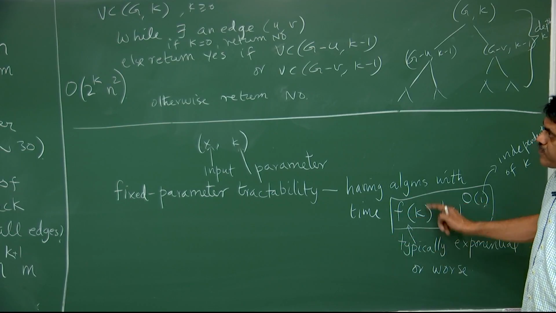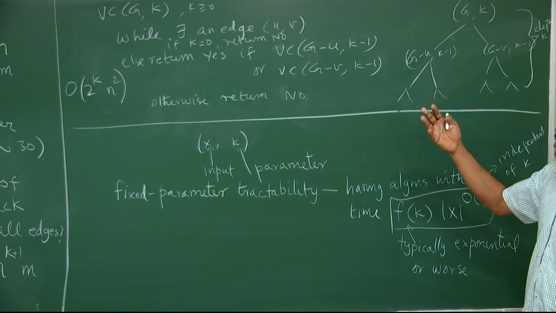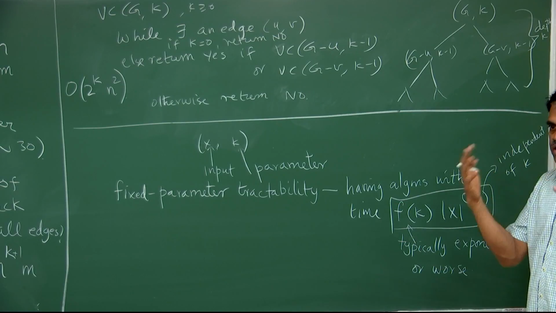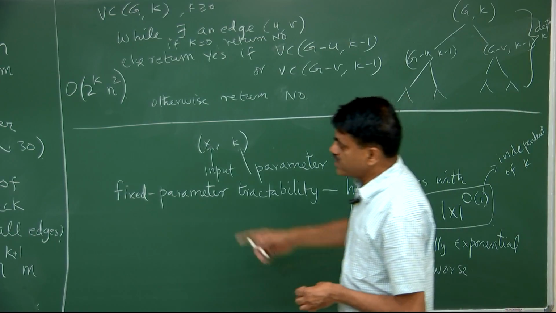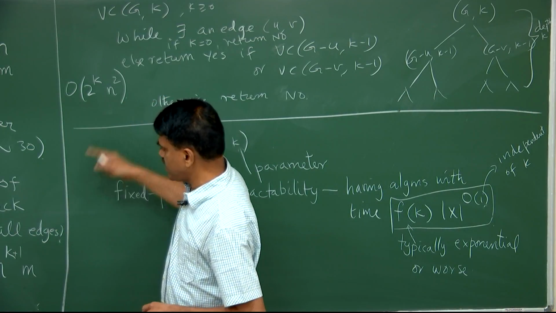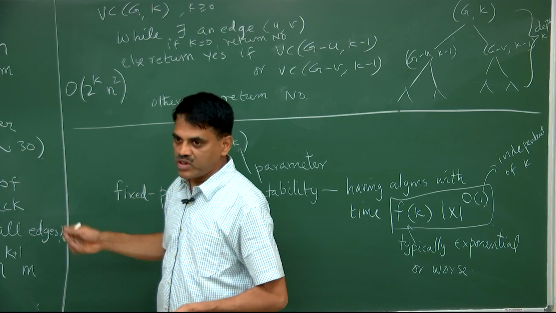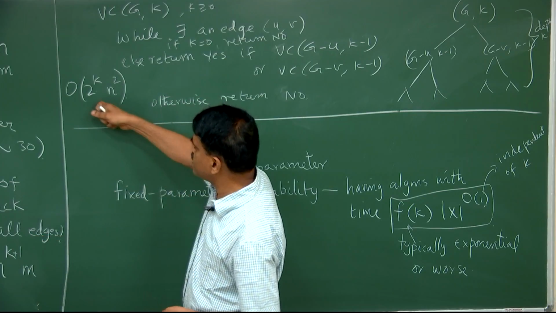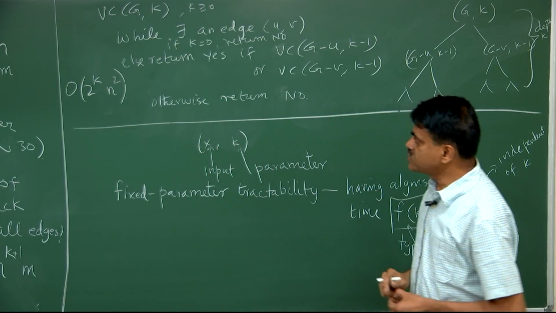On k, I'm doing some exponential in k. It is an NP hard problem. I have to live with exponential dependence on something. And this is clearly a better algorithm than n power k times m, because when k is small, like 30, you have an n power 30 algorithm, whereas this is like 2 power 30 times n square.